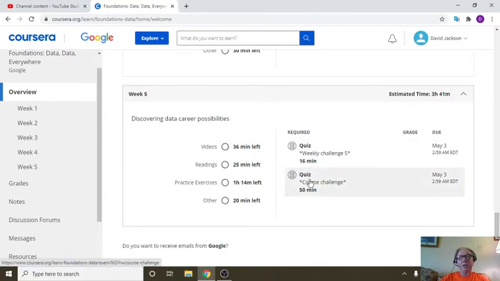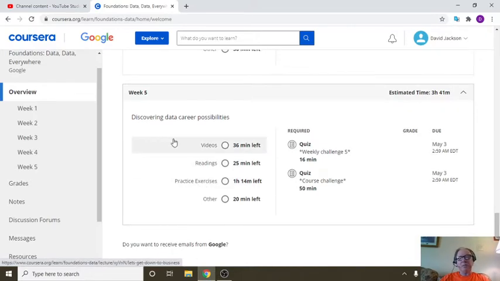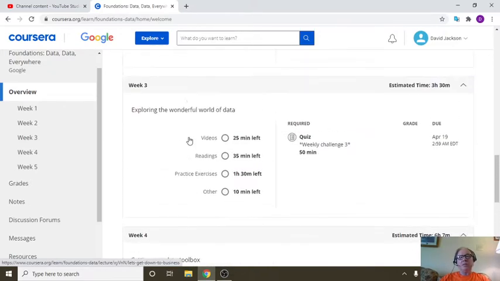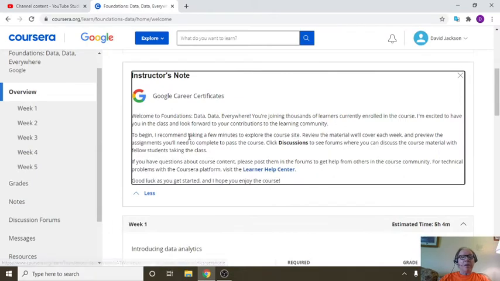Look at this. Holy smoke. We got not one, but two quizzes required. Does that mean the practice exercises aren't really required? Okay. So this is week five. All right. So that takes care of that.